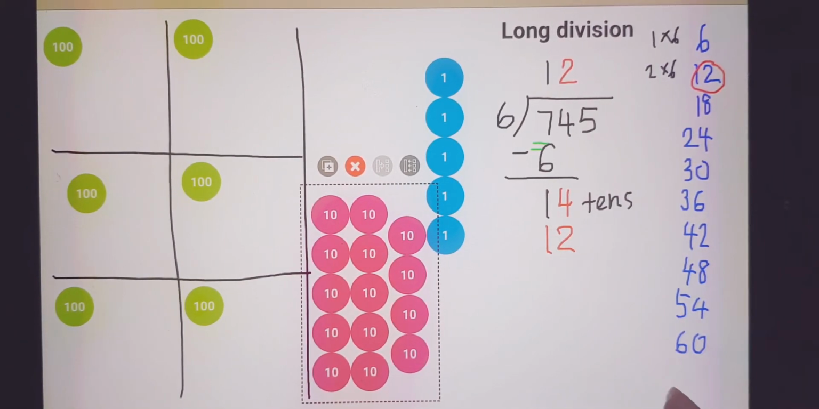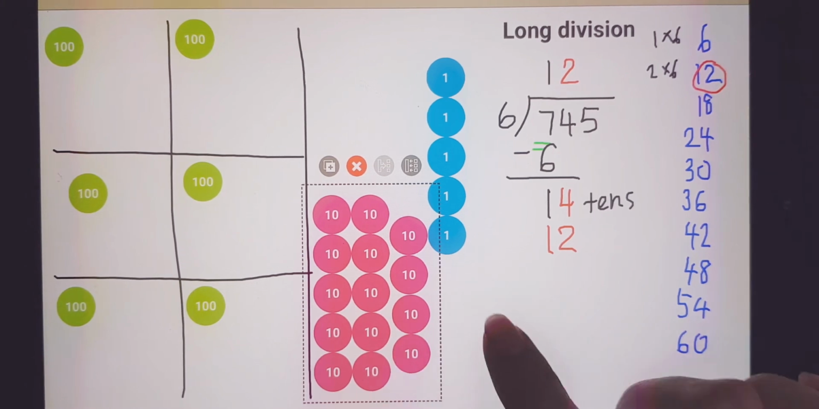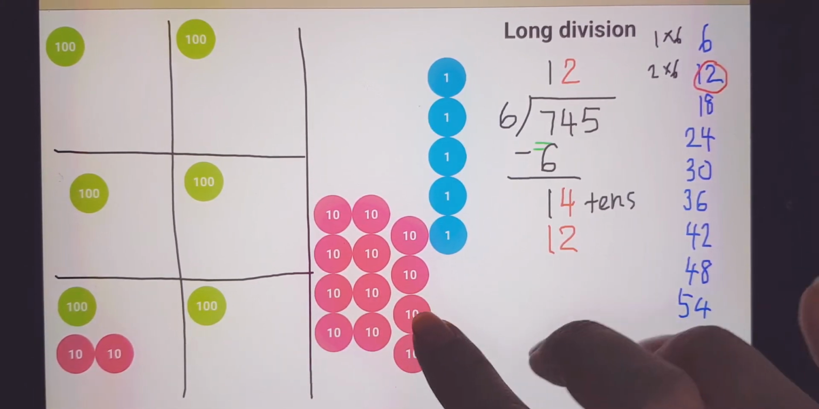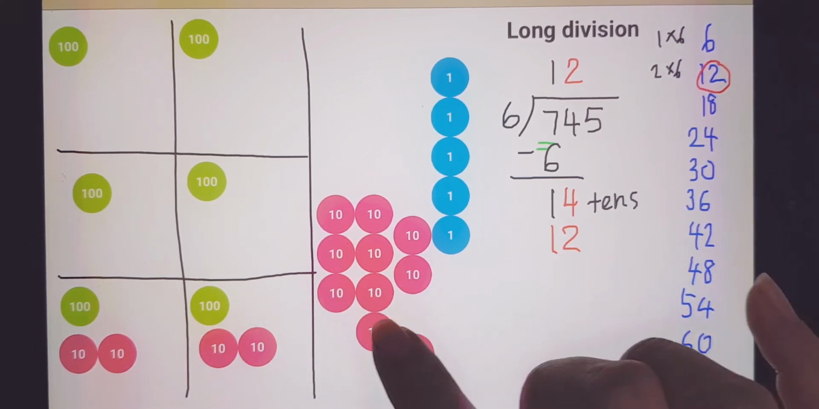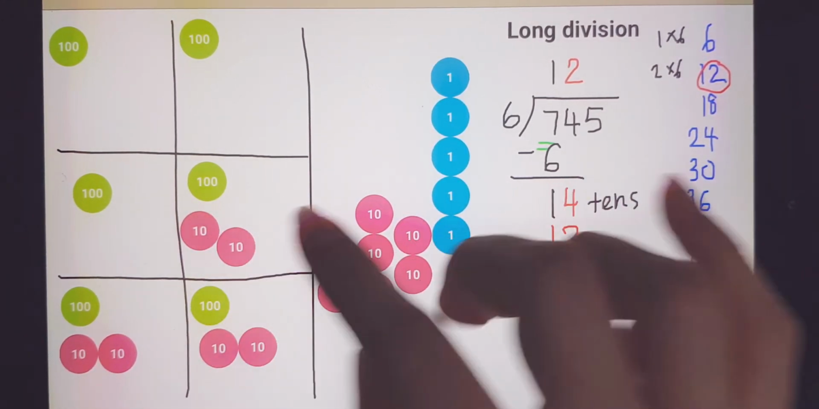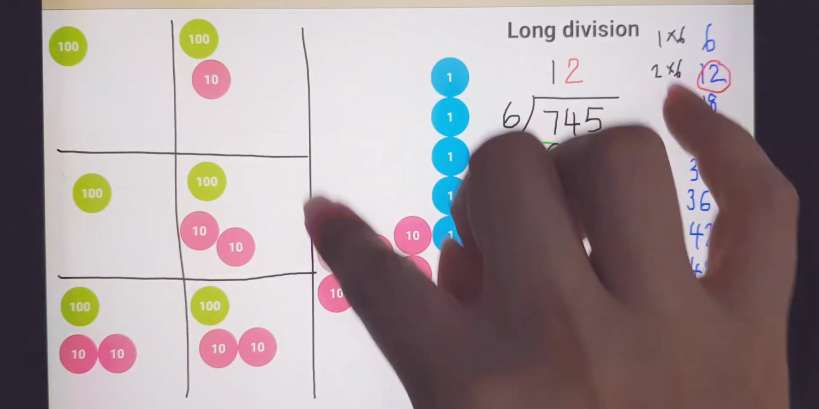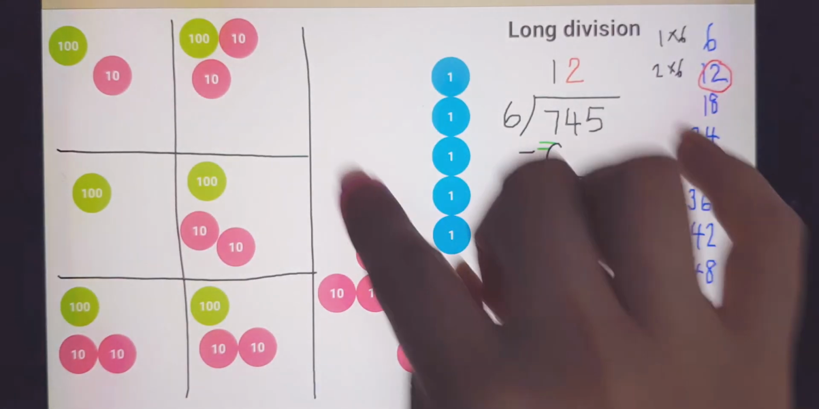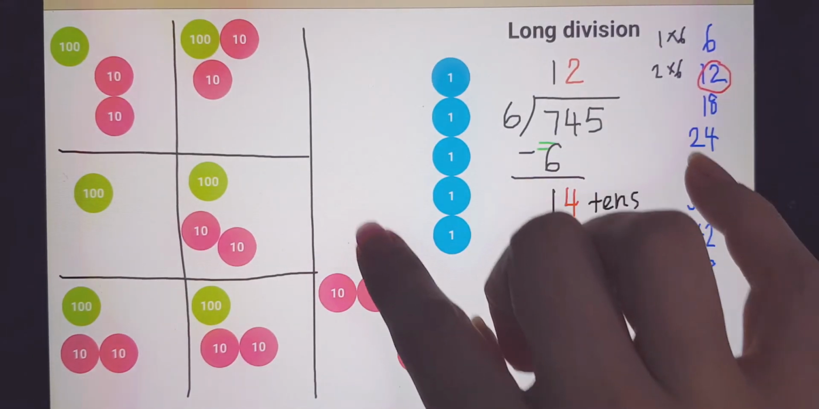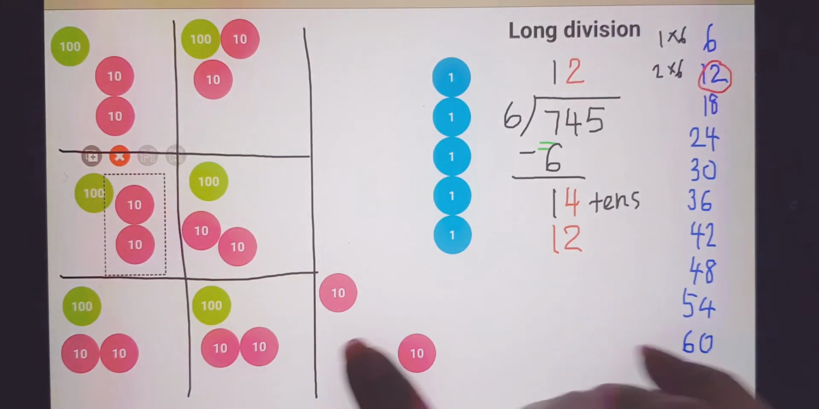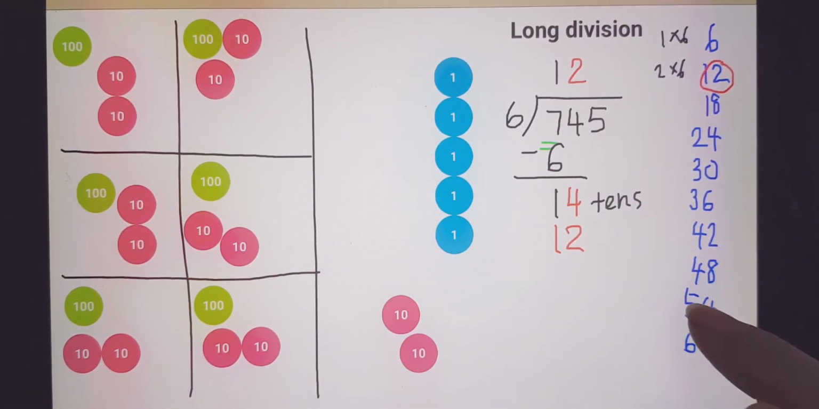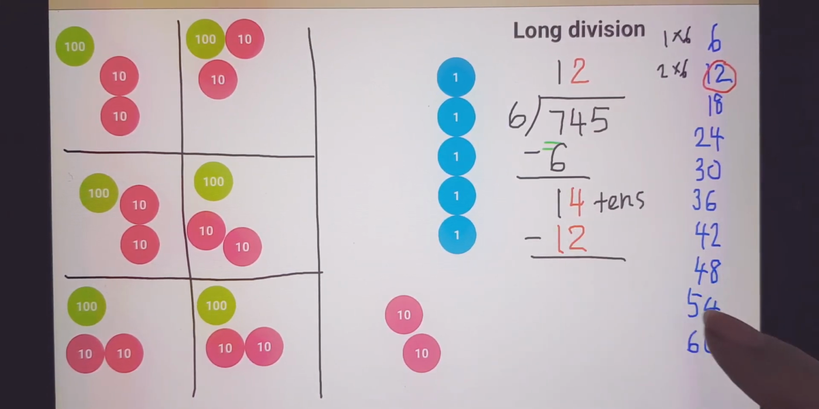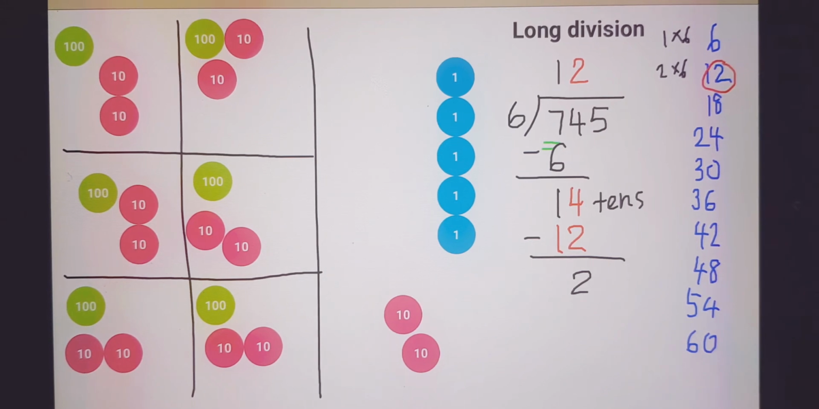So let me show you how I give out 12. Each person gets 2. So 2 here, 2 there, 2 there, 2 there, 2 there, and another 2 there. And as you can see, I have 2 tens left, which I'm going to draw here. I have 2 tens left.